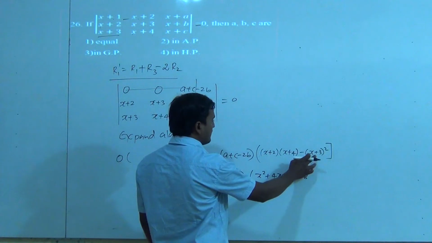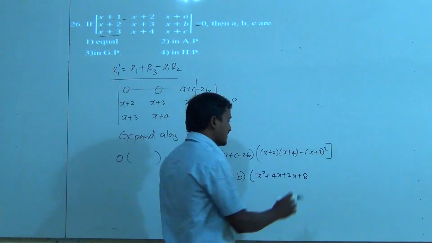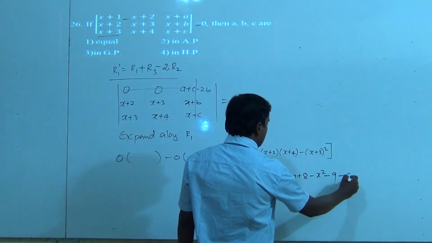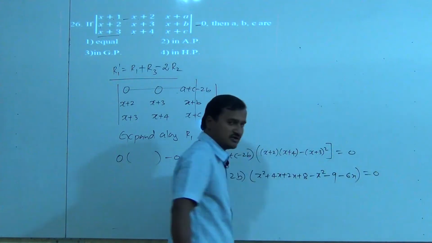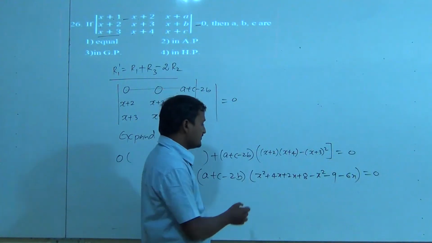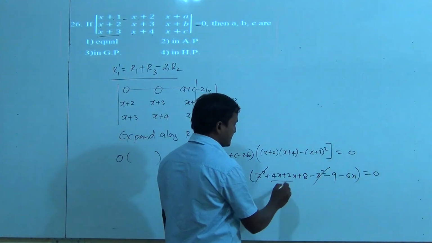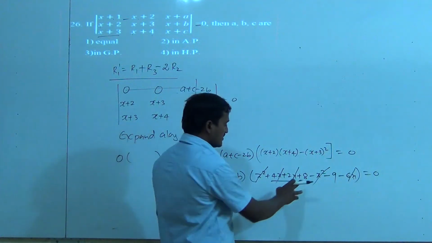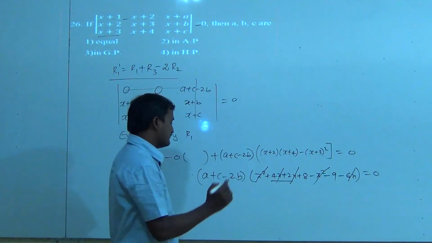At the same time applying a plus b whole square, and I will take this minus 2 inside the bracket, hence it becomes minus x square. Here it is minus 9 and here it is minus 6x. So this equal to 0 they have given. Okay, right. So clearly you should observe, plus x square minus x square will get cancelled. So here it is 6x and here it is minus 6x, so clearly it will get cancelled. So here it is 8 minus 9. 8 minus 9 means minus 1.